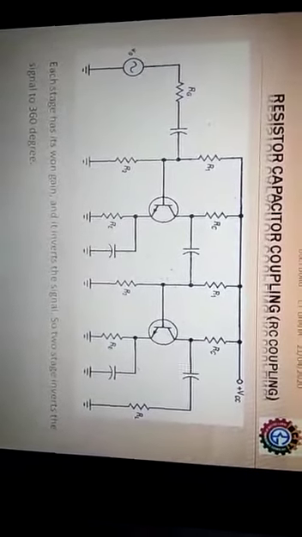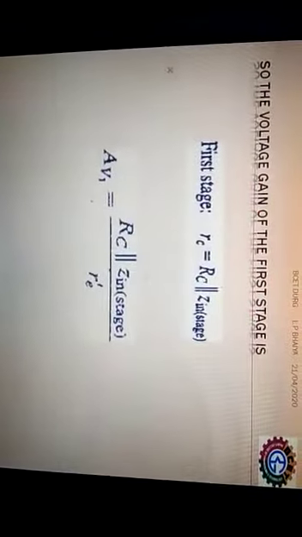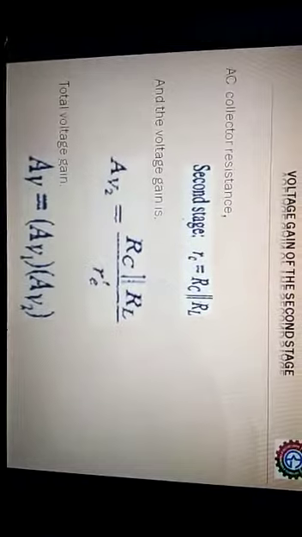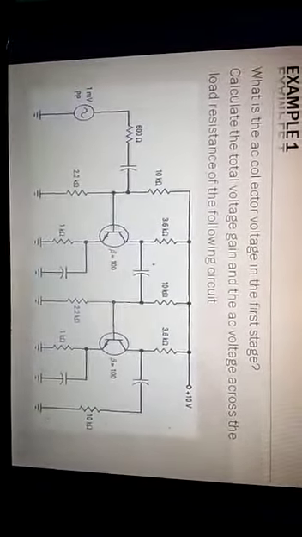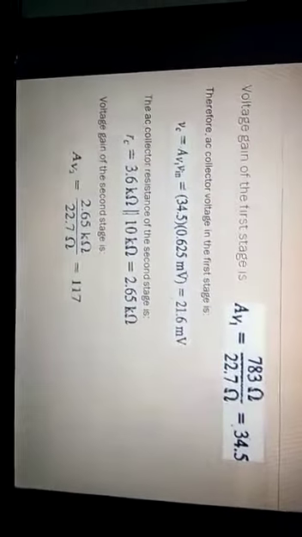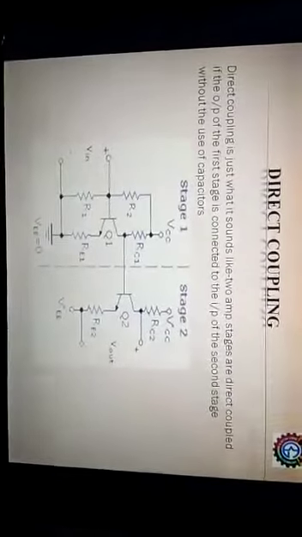This RC coupled we have seen, two stage. This is the equivalent circuit that we have seen. The first stage AV1 and AV2 we have calculated already in the last slides. And this example also we have seen. So no need to tell again here. This is first just a review of what till now we have seen.